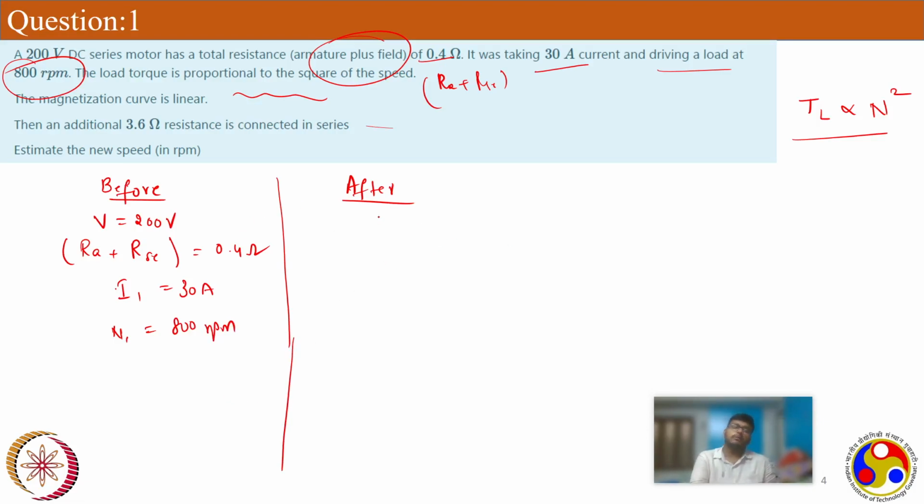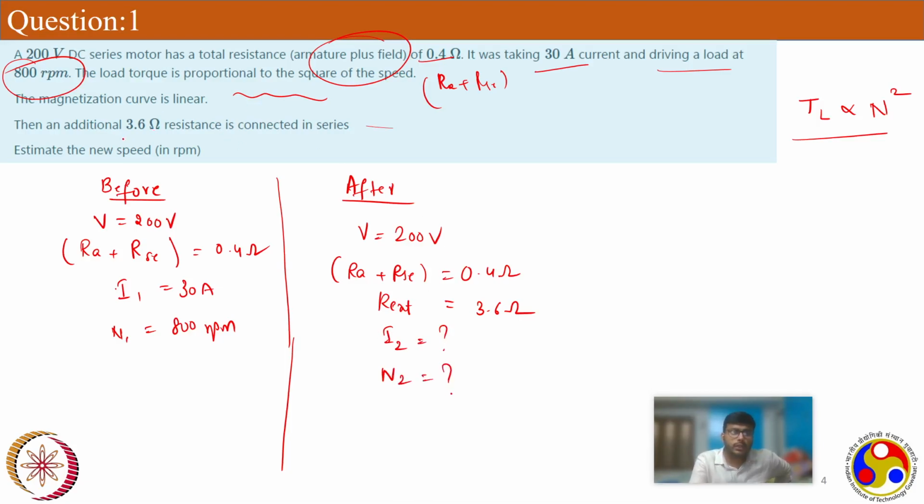And before and after, what will remain the same? Only my terminal voltage will remain the same, because that's the supply, that won't change. That is what you are feeding your motor. But armature plus field resistance will also remain the same, because that is only the existing RA plus RSE. But R external is what changed. R external is 3.6 ohms, and I2 we don't know, N2 we don't know, because we have to estimate the new speed. That's the thing asked. What is the new speed? Okay, this is what is given.